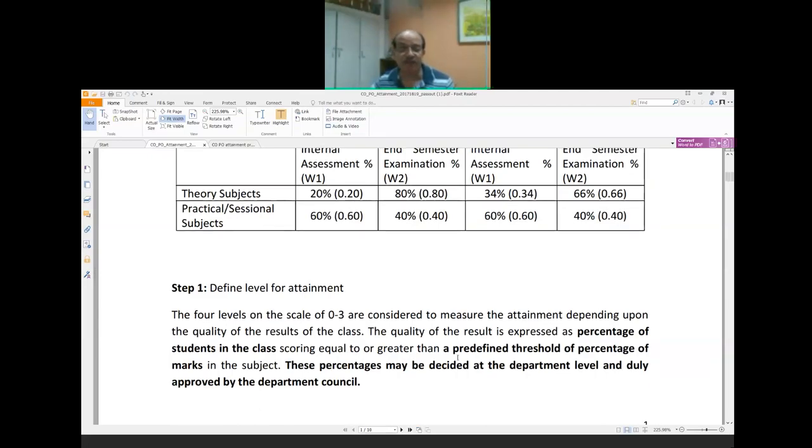Now we try to define the level of attainment. This is the first step you have to take. How do I define the level of attainment as far as the students are concerned? Let's say we thought there will be 4 levels on a scale of 0 to 3. We measure the attainment depending upon the quality of the result of the class. The result of the class can be internal results or end-term results.